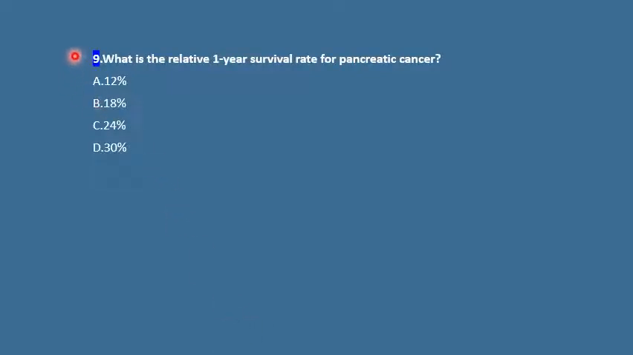Question number 9. What is the relative 1-year survival rate for pancreatic cancer? A. 12%, B. 18%, C. 24%, and D. 30%. And the answer is D. 24%.